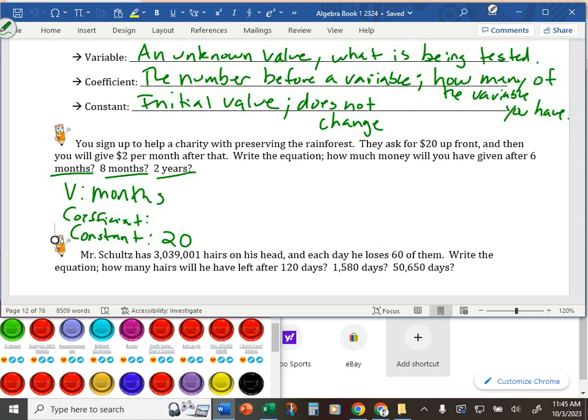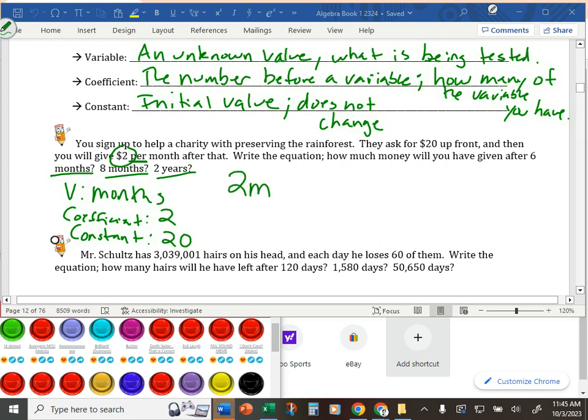Josie, the coefficient is 2, right? Because that coefficient, it's what we're going to be multiplying by the variable. That word per, if you remember us talking about that last year, it means that you multiply. And it's how much you are giving per month, right? So put it all together, and the amount of money that we're giving to the charity is $2 per month. Right? So however long we're part of this, we're multiplying that length of time by 2, because it's $2 per month, plus the initial $20.